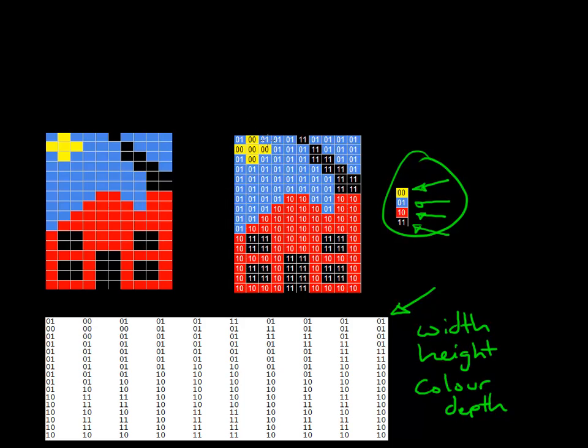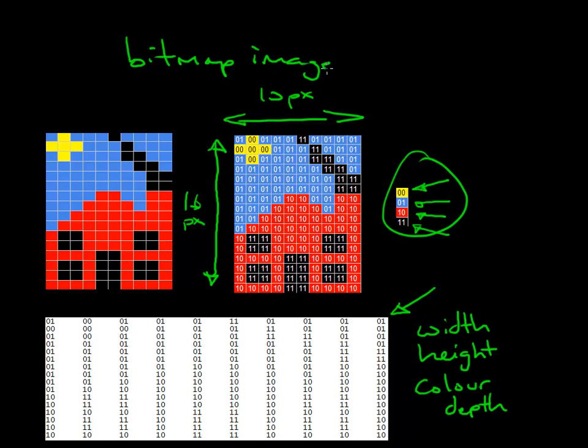Once I've told it the colour depth and how those colours are being used, I tell it the width, which is 10 pixels, and the height, which is 16 pixels. So I need it to know that there are 10 pixels in width and 16 pixels in height, and I need it to know the colour depth is these 4 colours and which colours they correspond to. And then I have the data which describes the picture itself. And this is the basis of how bitmap images are stored on computers.